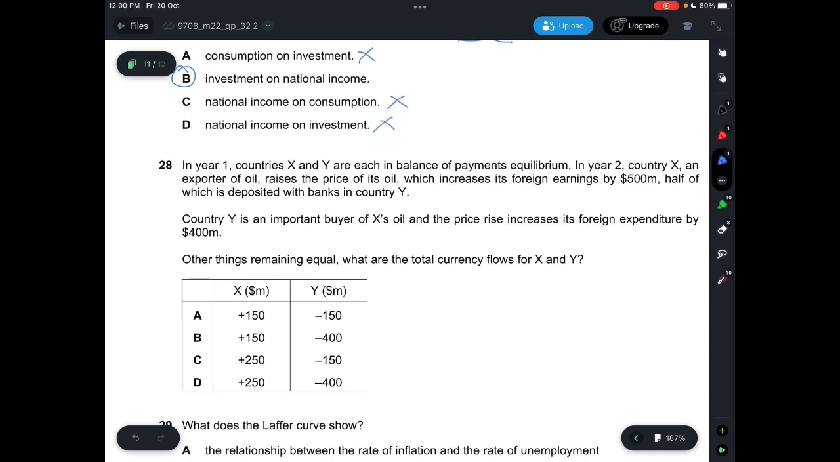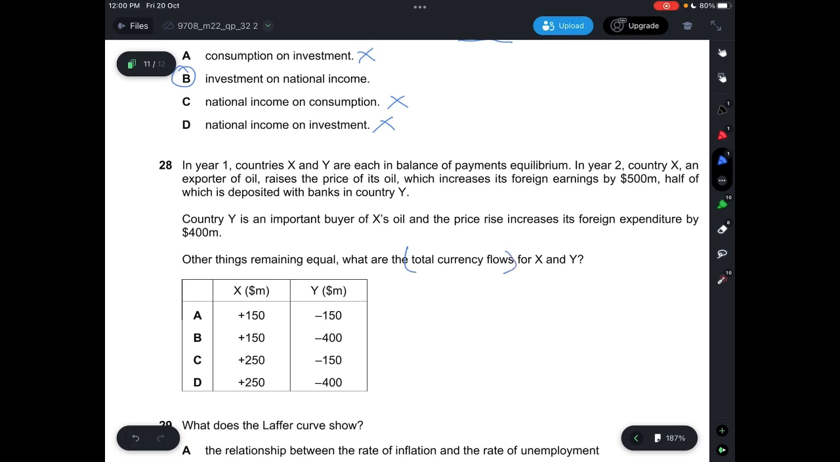Okay, so for question 28, it says in year 1, countries X and Y are each in balanced payments equilibrium. In year 2, country X, an exporter of oil, raises the price, which increases its foreign earnings by 500 million, half of which is deposited in banks in country Y. And country Y is an important buyer of X's oil, and the price rise increases foreign expenditure by 400 million. Other things remaining equal, what are the total currency flows?